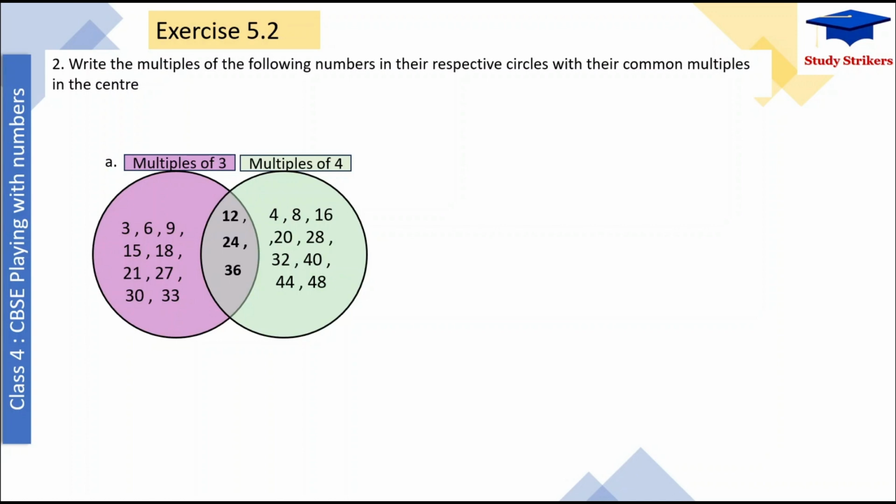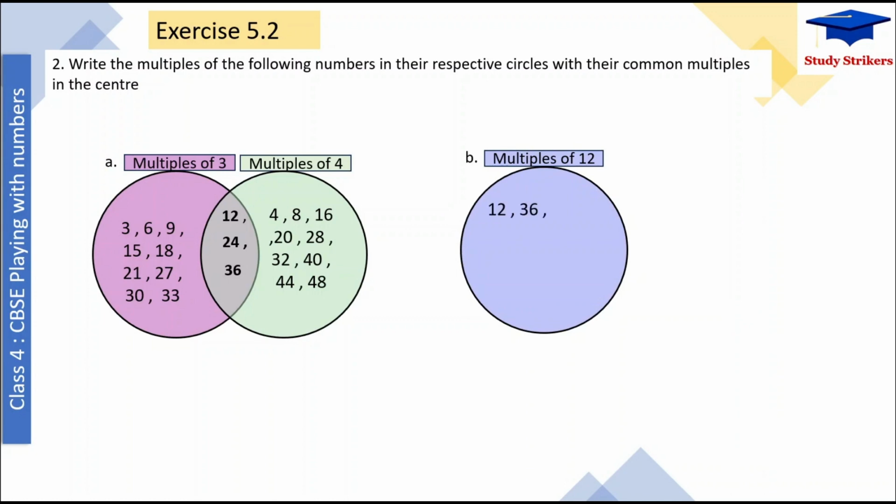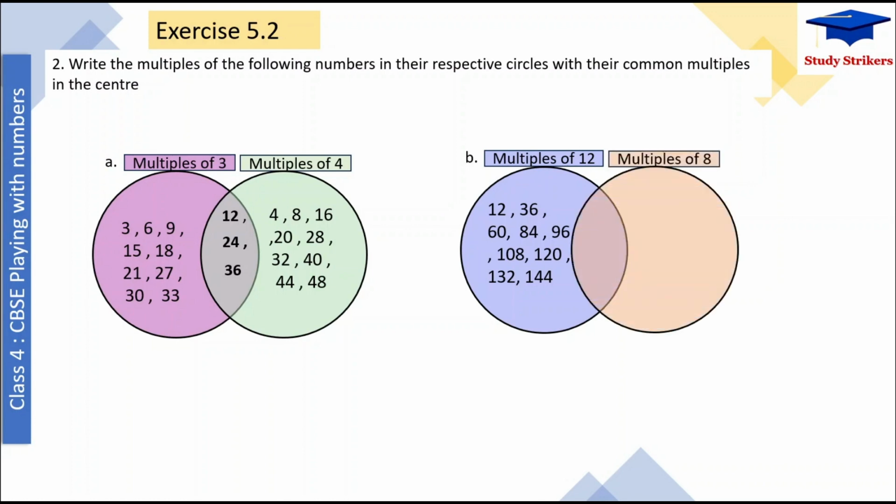Okay, let's move ahead with our next problem. So here we need to write down the multiples of 12. So multiples of 12 are 12, 36, 60, 84, 96, 108, 120, 132, 144. Now we have to write multiples of 8. So multiples of 8 are 8, 16, 32, 40, 56, 64, 80, 88, 96. Their common multiples are 24, 48 and 72.